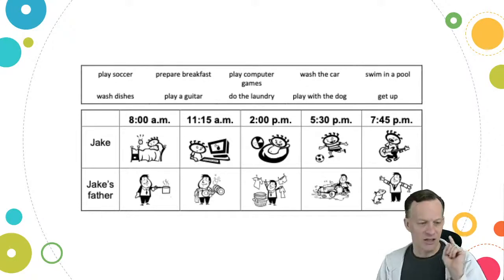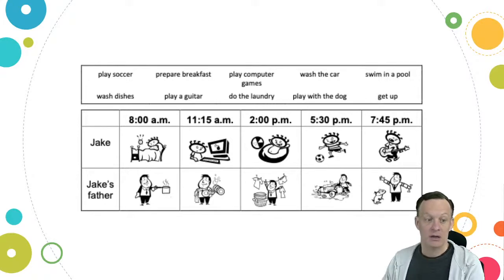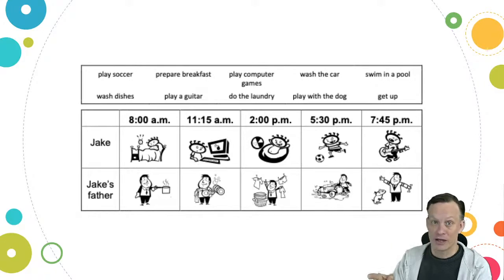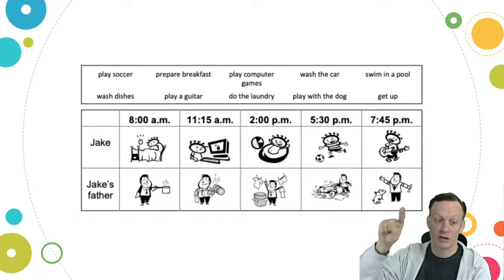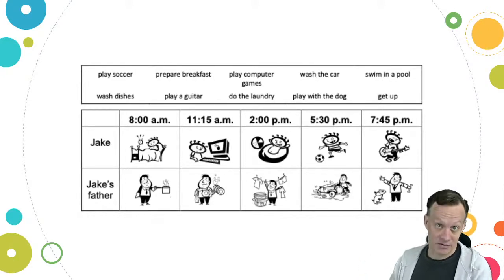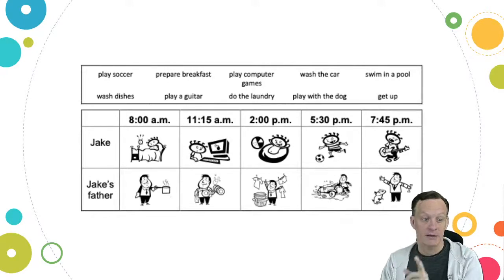Okay. Good sentence, Barbara. Two things. One, after the clause of while Jake was playing computer games, you need a comma, okay? While Jake was playing computer games, comma, Jake's father was preparing breakfast, okay? Preparing, ing. Yep, very good.